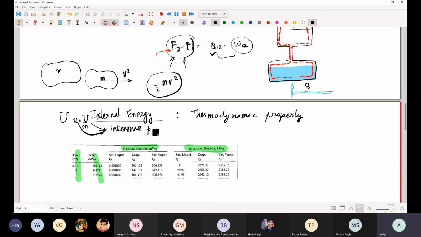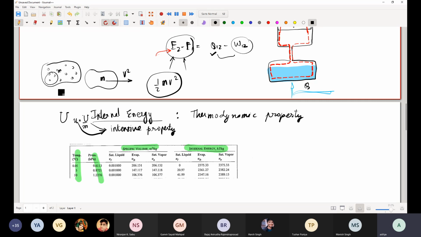It is not only an intensive property, but it is also an intrinsic property, meaning it is inherent to a system. Because of the molecular interactions, the atomic interactions, it is intrinsic to a system. It does not depend whether it is sitting on top of a mountain, or at sea level, whether it is moving with a very high velocity, or not moving at all. It is the intrinsic property, and hence we can treat internal energy as a thermodynamic property.